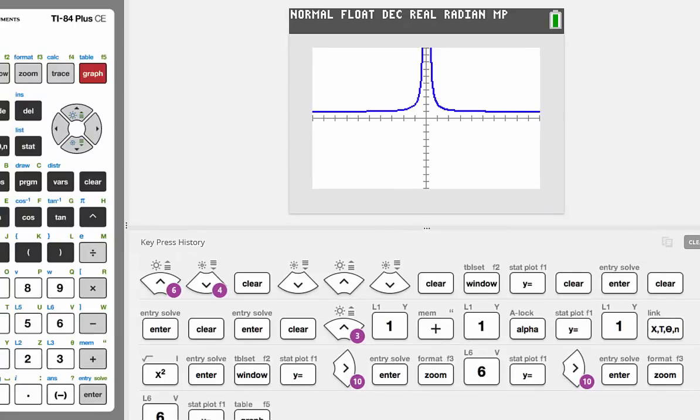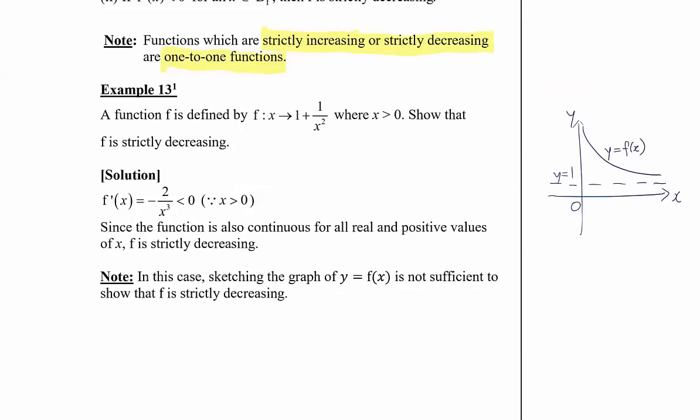Wait, the question says x is more than 0. So we should only take the right half of this graph. This then is our y equal to f(x) graph. In fact, it has a horizontal asymptote, y equal to 1. Now you can see that it's clearly a decreasing function.